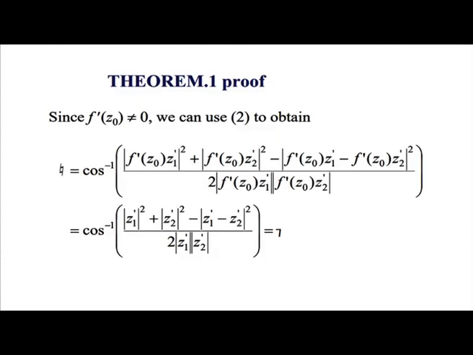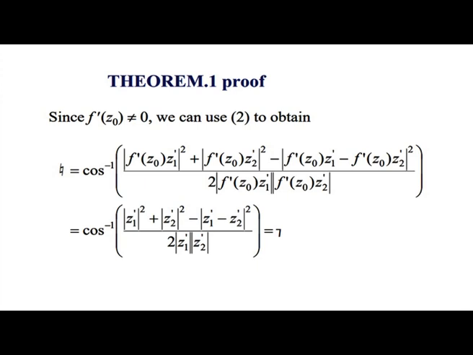Since f dash of z naught is not equal to 0, we can use the definition to find the angle, that is phi is equal to cos inverse of, if we substitute for w1 dash and w2 dash in the previous formula, we get phi as cos inverse of mod of f dash of z naught into z1 dash square plus mod of f dash z naught z2 dash square minus modulus of f dash z naught z1 dash minus f dash z naught into z2 dash square, the whole divided by 2 mod f dash of z naught into z1 dash mod f dash z naught z2 dash.